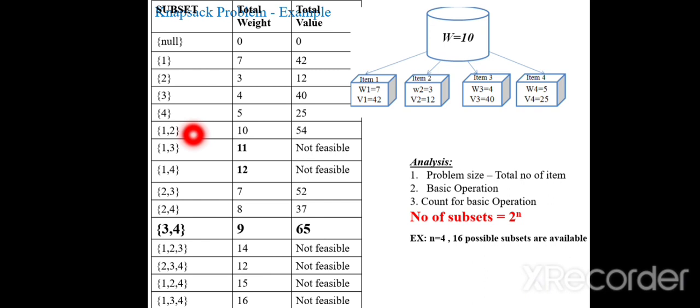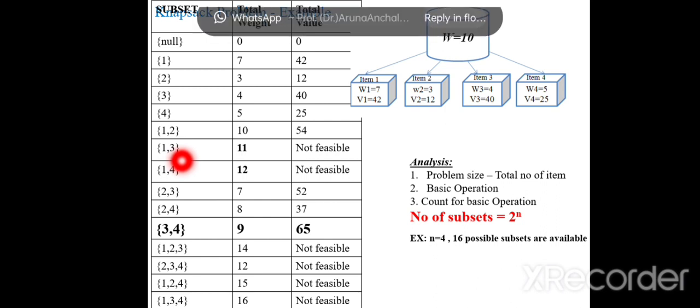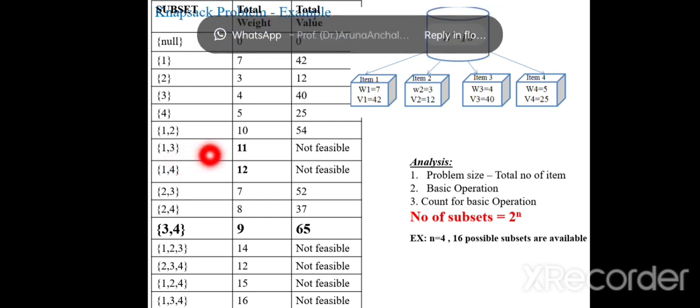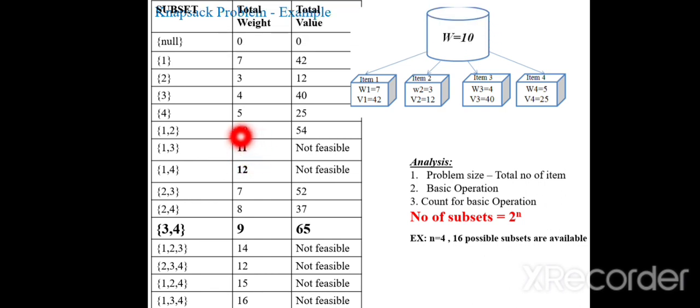Next we are going to combine 1 and 2. So the first and second elements go into the knapsack. The weight of the first item is 7 and the weight of the second item is 3, so the total is 10 and the value is 54. Next we are considering items 1 and 3. The weight of item 1 is 7 and item 3 is 4, so the total weight becomes 11, which doesn't fit into the knapsack since our knapsack capacity is only 10. So the solution is not possible. Again, the subset 1, 4 is also not possible since it exceeds the capacity of the knapsack.